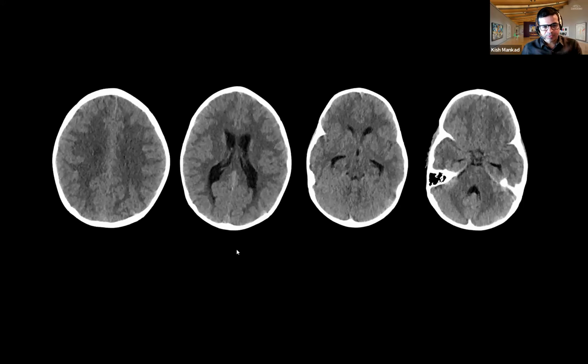So the question is, what are the contraindications to LP per CT scan that you're trying to find out? Feel free to unmute yourselves and talk if you want.